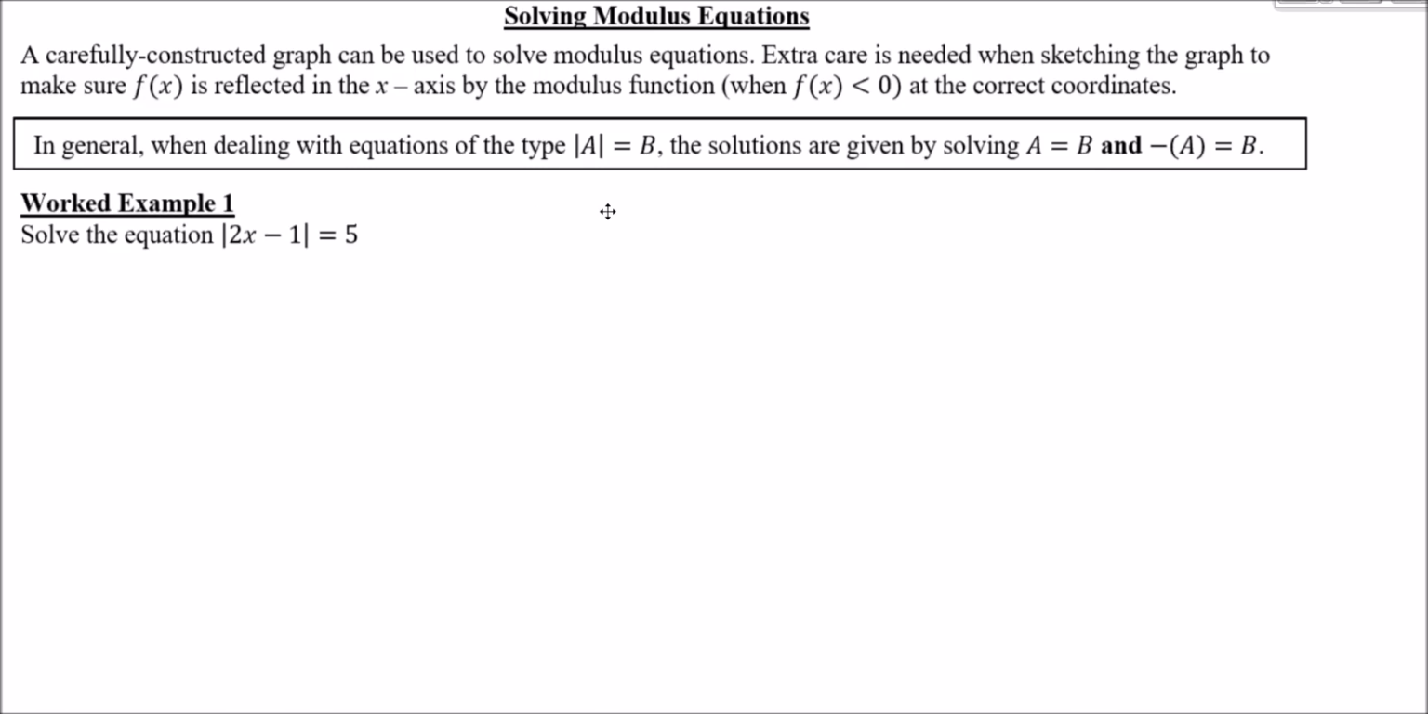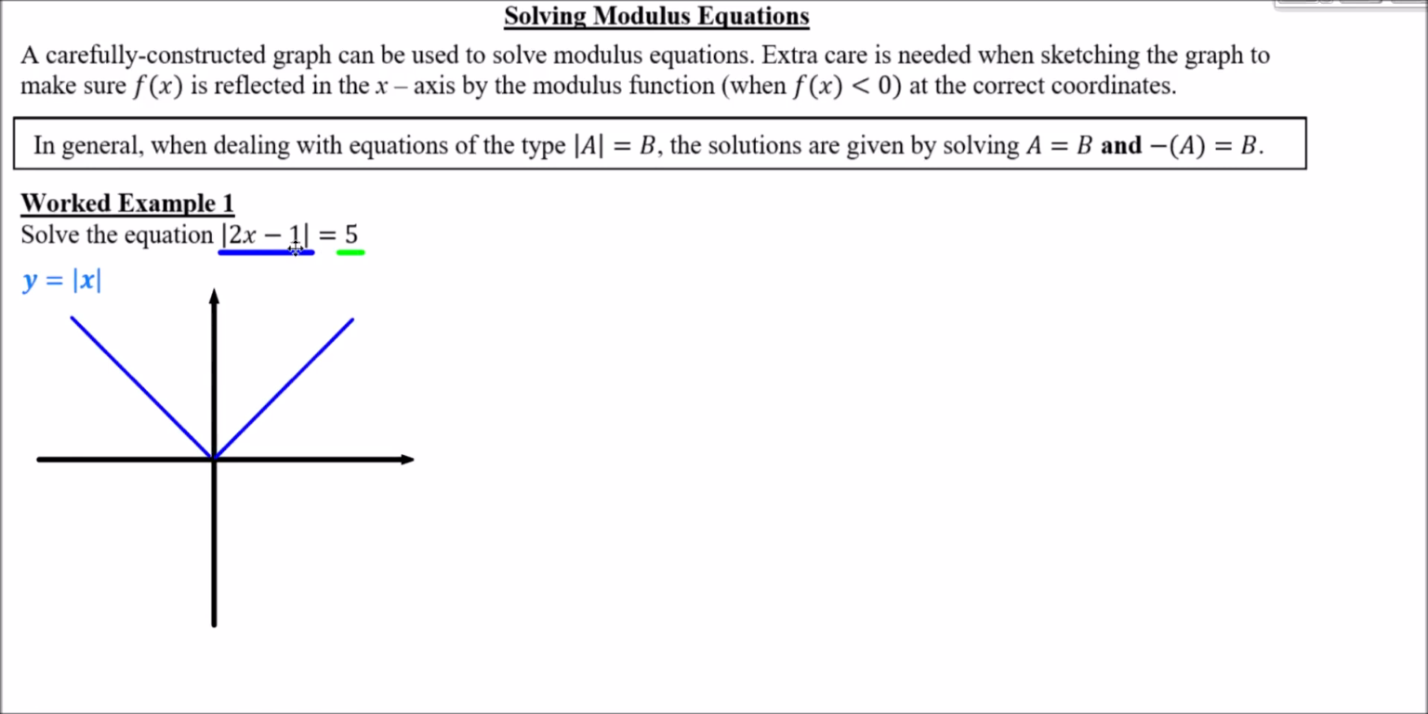So first worked example, let's solve this equation. When is the modulus of 2x minus 1 equal to 5? So graph sketch. I'm going to show you two different graphs. I'm going to put in blue the graph of this modulus function, and then in green the graph of y equals 5. So first of all, the parent function, start with y equals mod x.